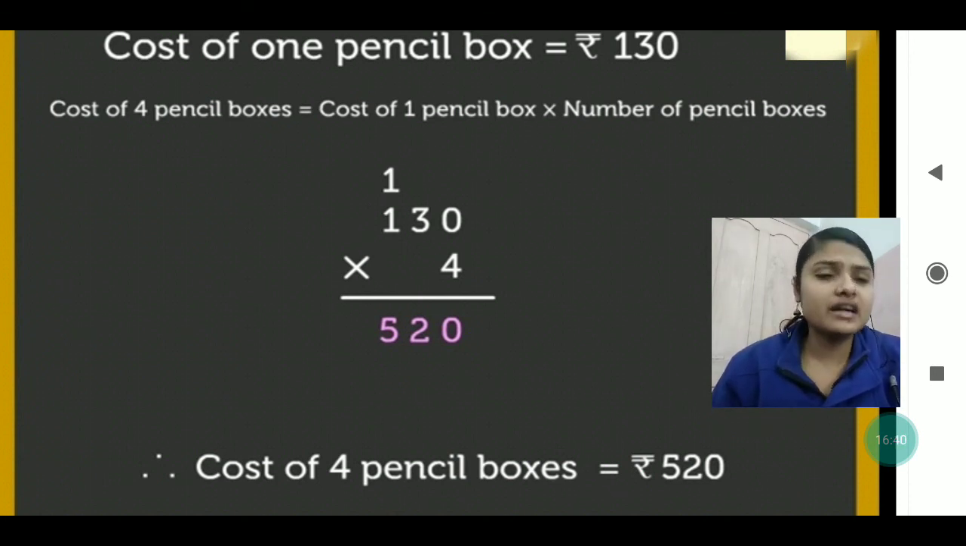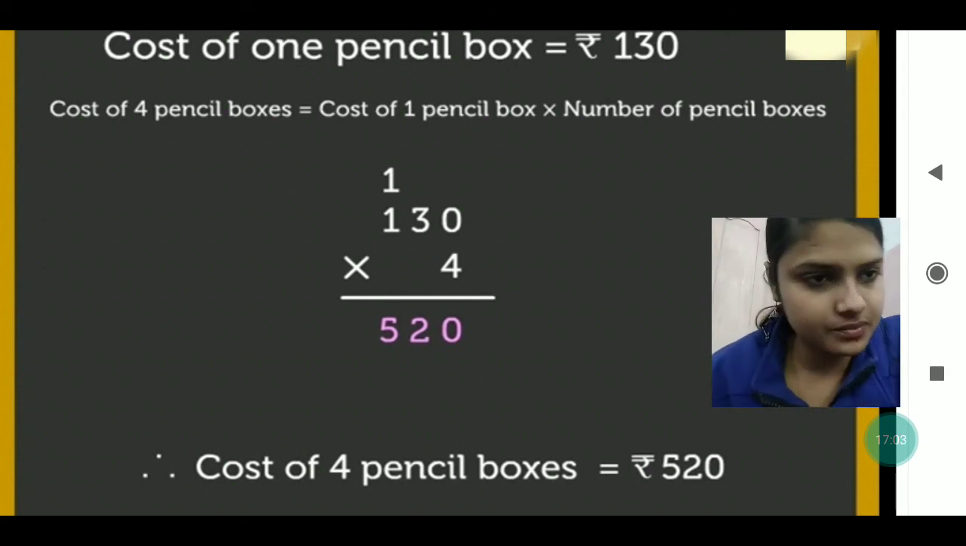So 130 multiplied by 4, when you do it, you will get 520. 4 into 0 will be 0. 4 into 3 will be 12. So only 2 you write down and 1 you write up above. Now 4 into 1 will be 4 and plus 1 is 5. So 520 you will get, the cost of 4 pencil boxes.